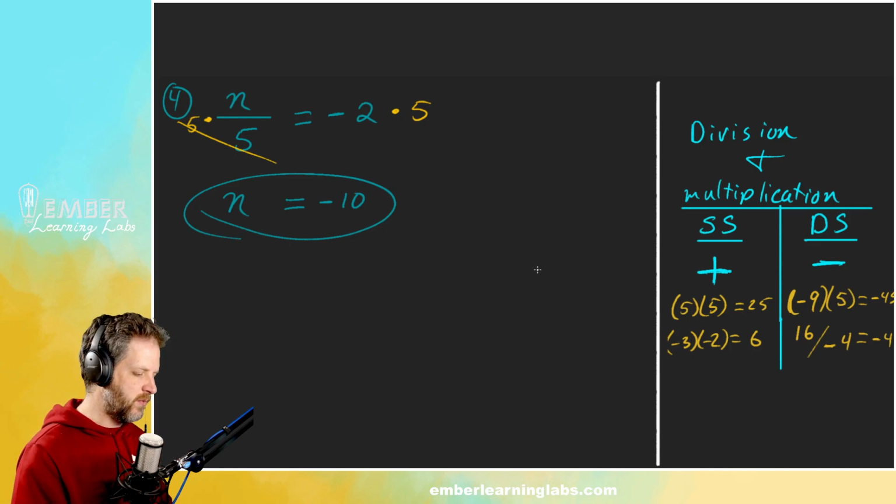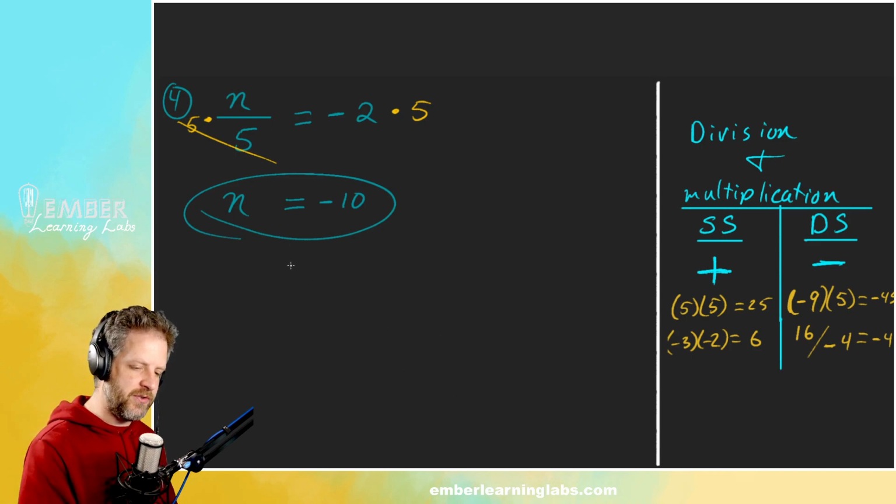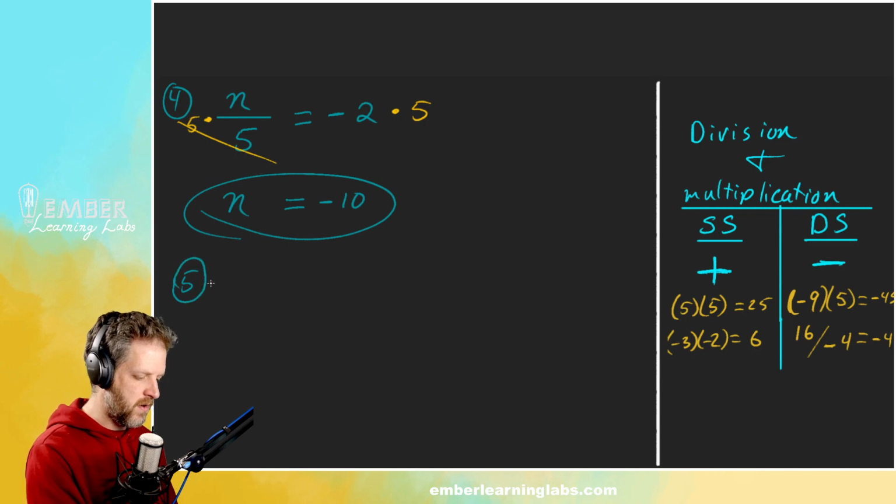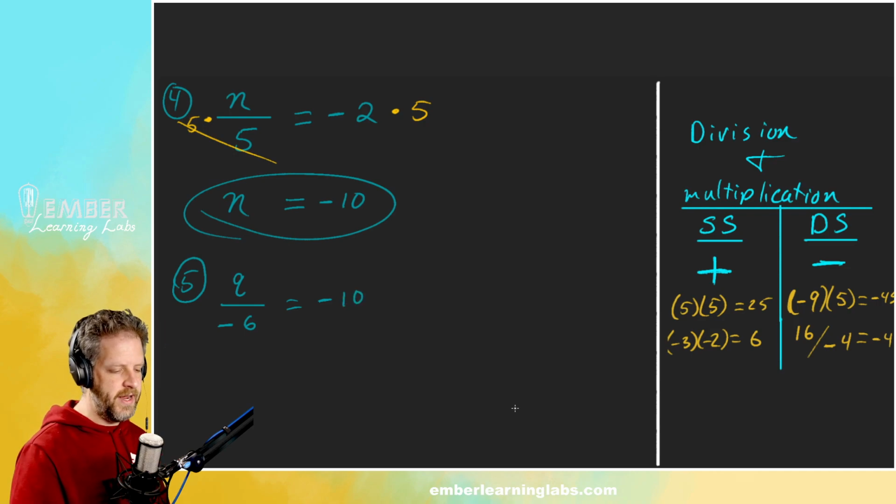Perfect. Let's do one more example of this, and then we'll jump back into two-step equations and pick it up from there. Example 5. Let's do Q over negative 6 equals negative 10.